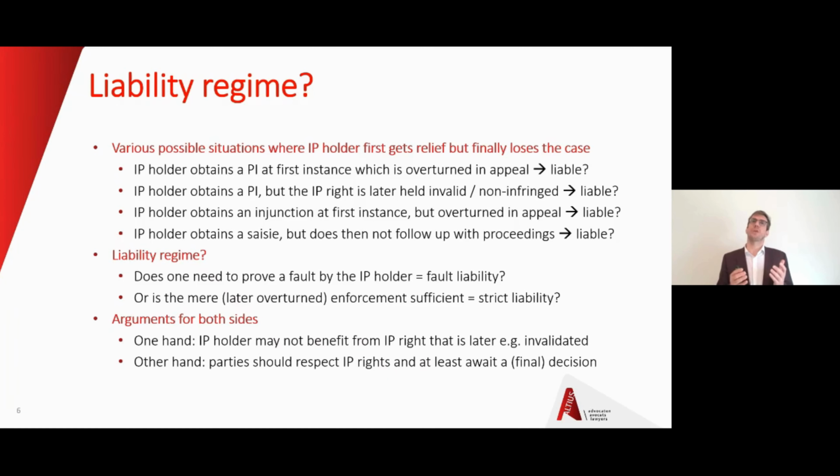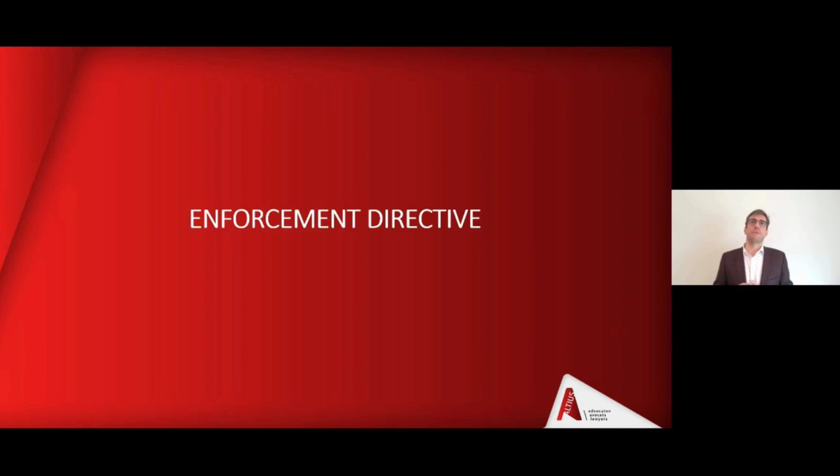There are arguments on both sides, because on the one hand, the IP holder may not benefit from an IP right that is later invalidated. That is what somebody would say if arguing for a strict liability regime. But on the other hand, parties should await and respect IP rights and at least await a final decision or a decision on the merits. So these are arguments advocating for a fault liability regime. And that brings us to the enforcement directive, which Sofie will discuss with you.